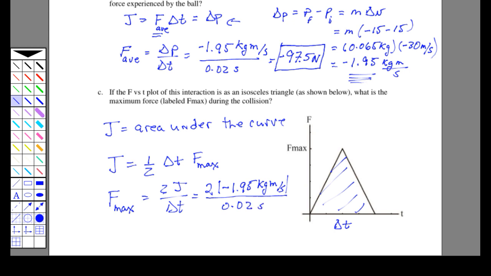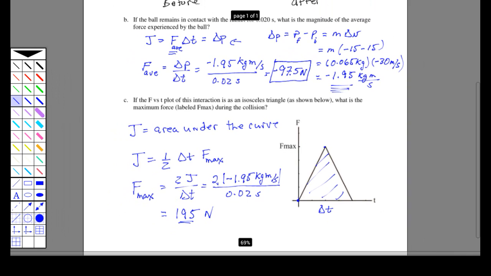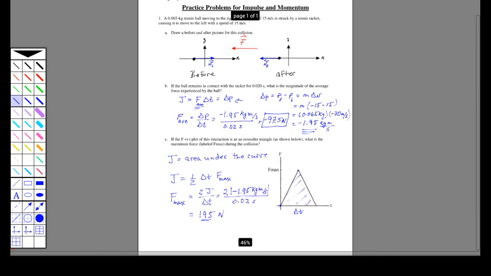And again, look at the units. You're going to end up with newtons. And when you plug all those numbers in your calculator, you should get 195 newtons. Note that our average force is, in magnitude anyways, half of what our maximum is. This is actually to be expected because it's a linear interaction, so we expect the average to be just half, especially since we're starting at zero and reaching a maximum value at F max. Okay, that's it. And I'll zoom out again so you can see the whole page.